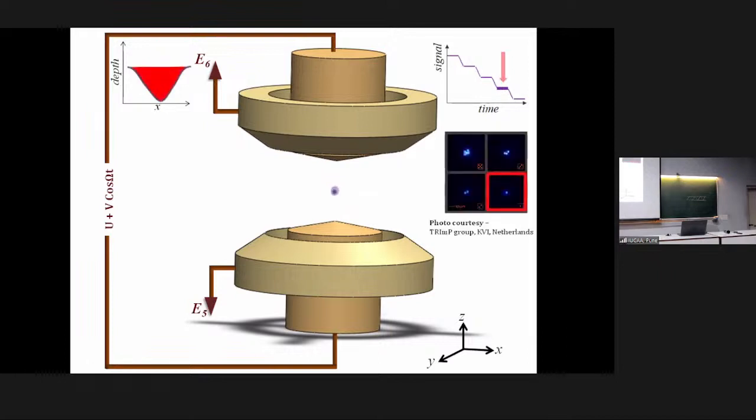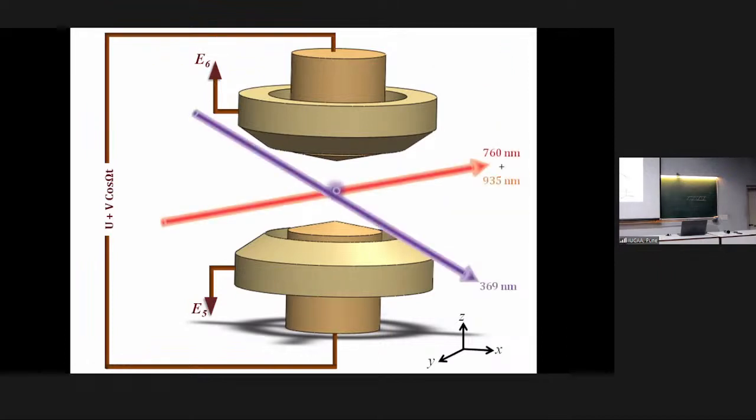Then you use lasers for laser cooling. You have to use multiple lasers to cool them, because these ions are still hot. You have to cool them to some millikelvin temperature. Once it is cooled, it is ready for the clock. The sample is ready.